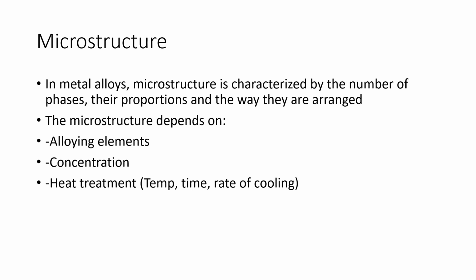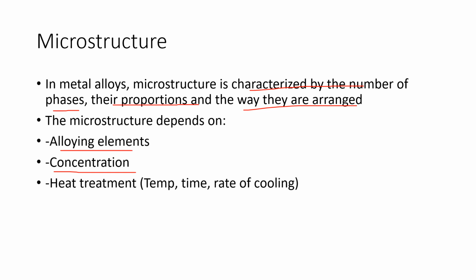In metal alloys, microstructure is characterized by the number of phases, their proportions, and the way they are arranged. The microstructures depend on alloying elements, because when the two components are mixed with each other, their mechanical properties are enhanced, and their microstructure is changed.